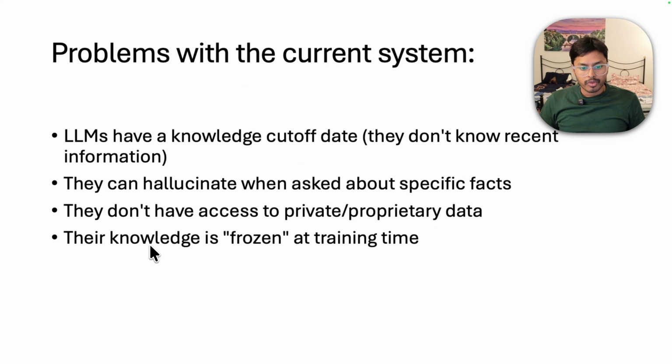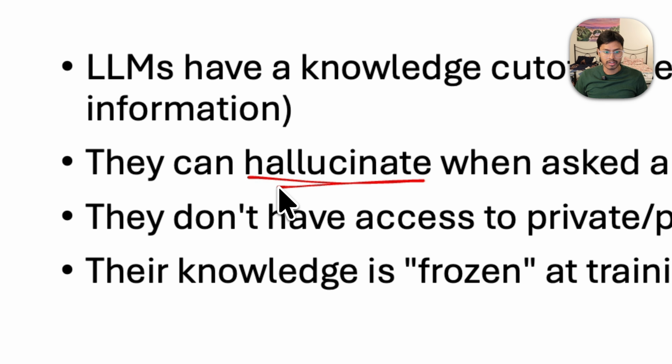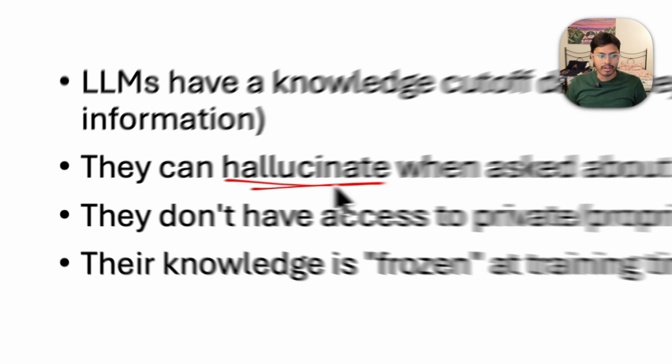So what are the problems with the system we have right now? The first problem is that LLMs have a knowledge cutoff. If you ask an LLM what happened today, it will fail to give you the information. It will hallucinate about what has happened today because it doesn't have the information about the time and everything. That's a big problem. If they don't have the right access to the information, they try to hallucinate. We don't want that, right?